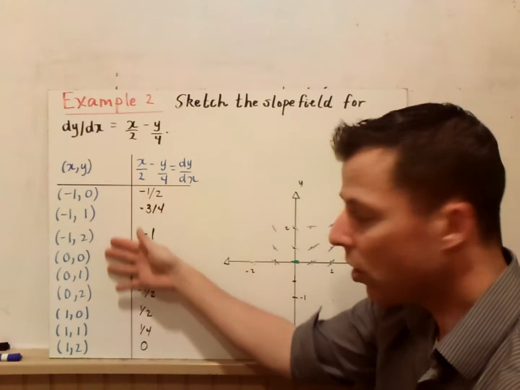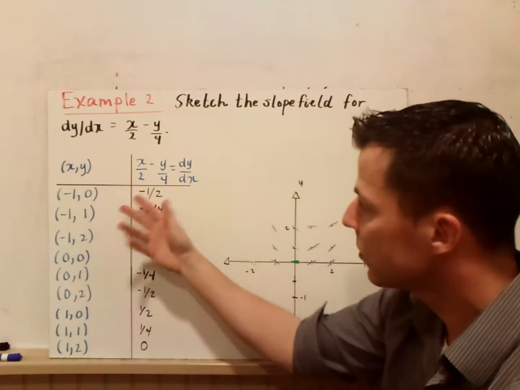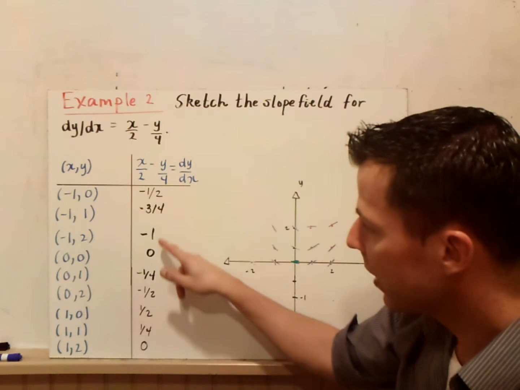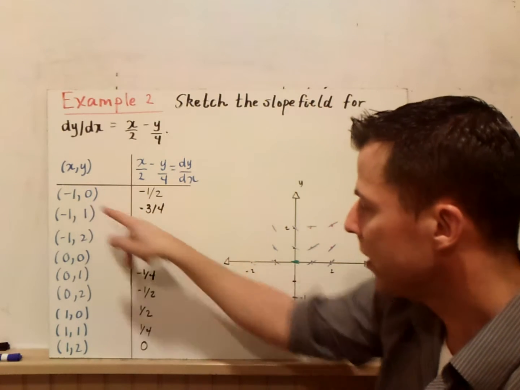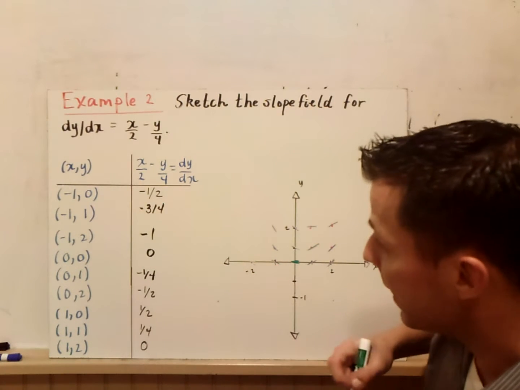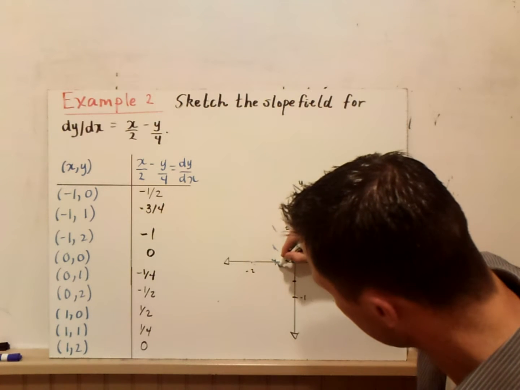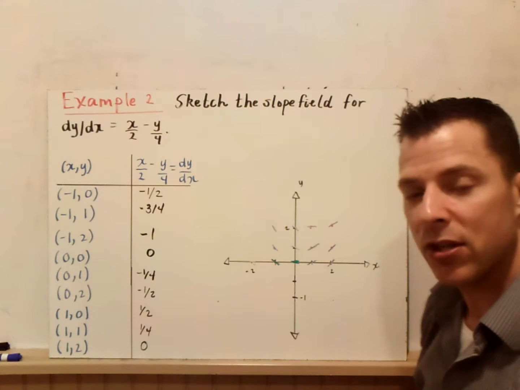I plug all these ordered pairs, each one for x and y, into my differential equation, and I get the following slopes. I can look at, for example, (-1, 0). At (-1, 0), the slope is negative 1/2. This is what I thought of negative half being, like this. So there's my slope.